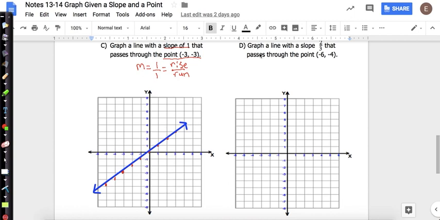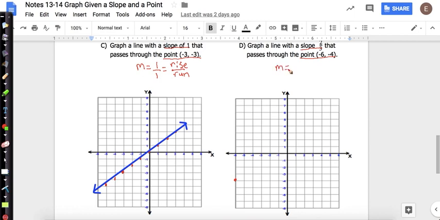Okay, and D, graph a line with a slope of 2/3, so underline slope of 2/3, passes through the point -6, -4. So I'm going to go over to -6, -4, and I'm going to follow a slope of 2/3. Now I won't be able to go in this direction, obviously, so I'm just going to go up and over.